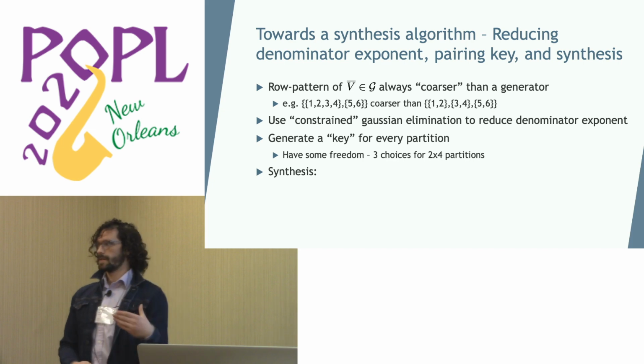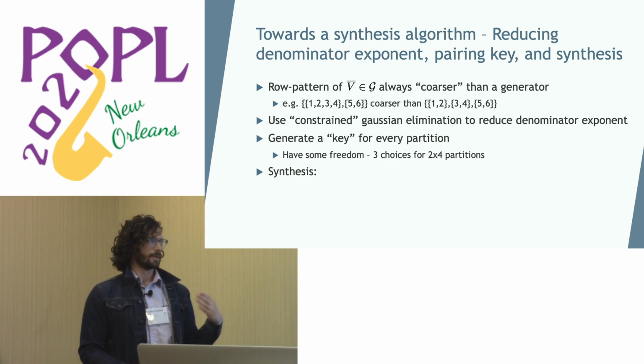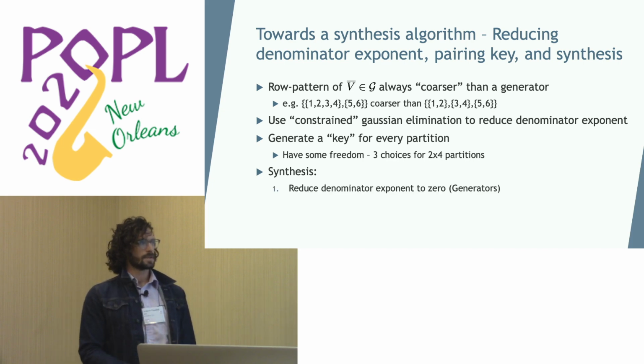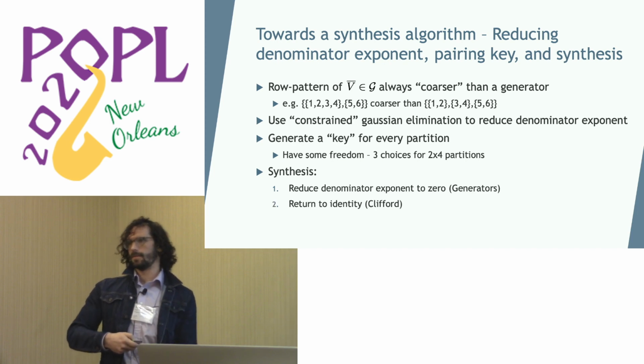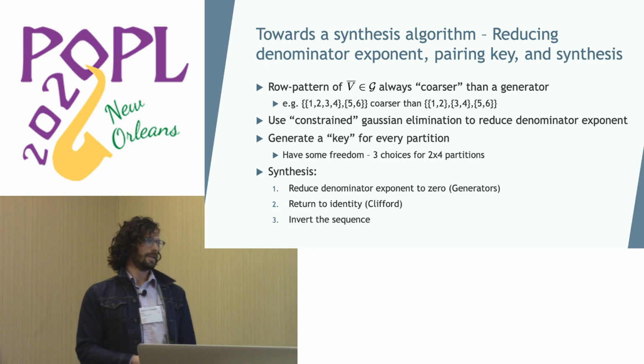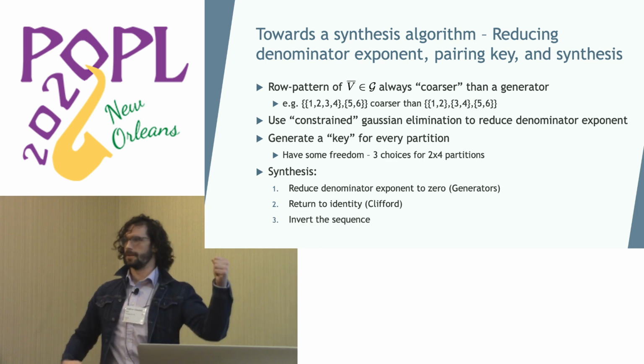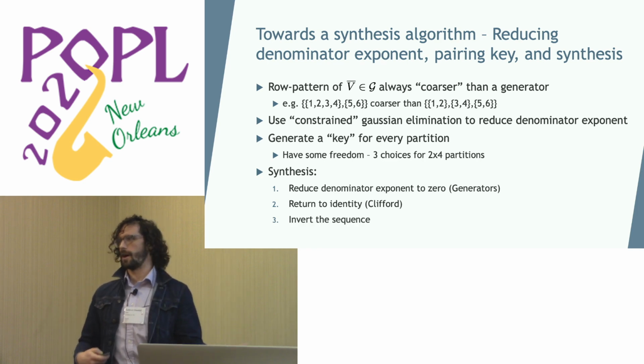And then synthesis is relatively straightforward once you've done all these things. You reduce the denominator exponent 1 by 1 to 0 using these generators. You return to the identity by multiplying by a Clifford, and then you just invert that whole sequence, and that is exactly the operator you started with.